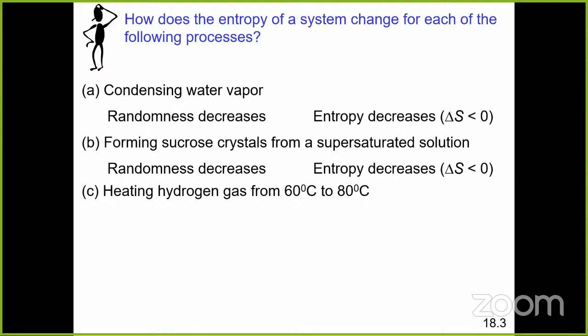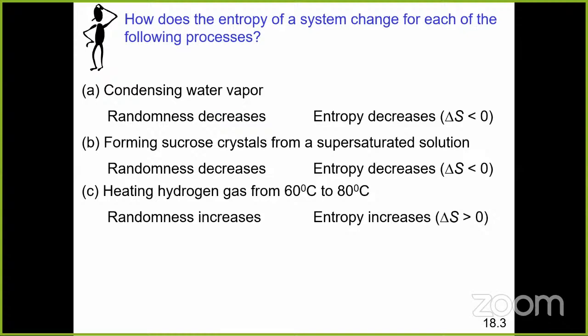Okay, heating hydrogen gas from 60 degrees to 80 degrees. Is that delta S positive or delta S negative? Positive, exactly. Delta S positive because you're imparting, just like what I described earlier, more energy to the system. The molecules will move around more randomly. And therefore, that corresponds to an increase in entropy.